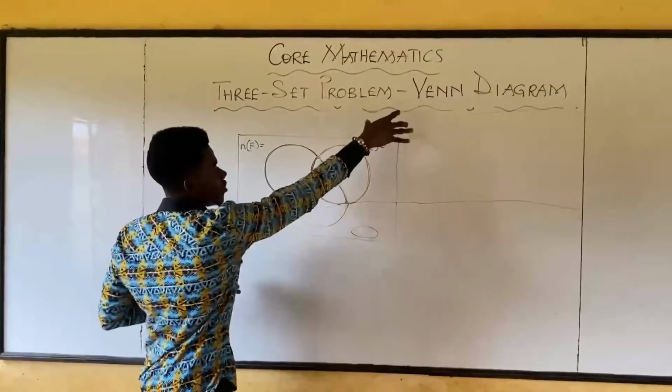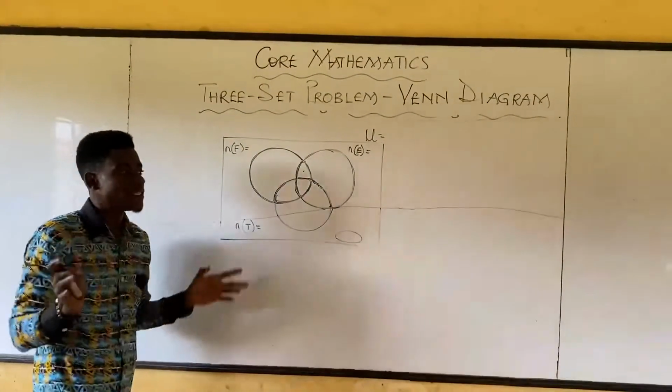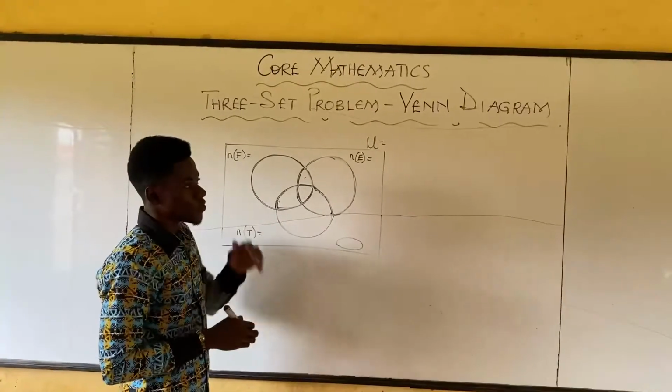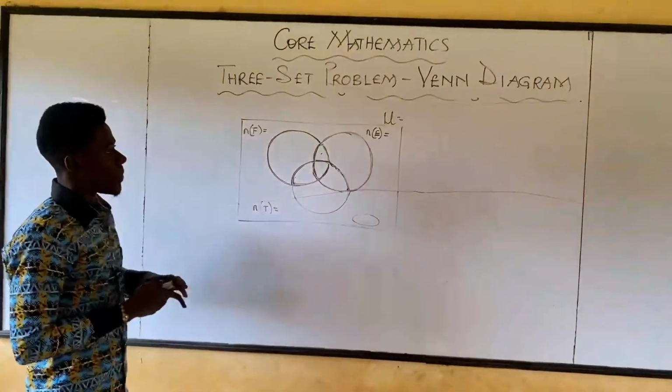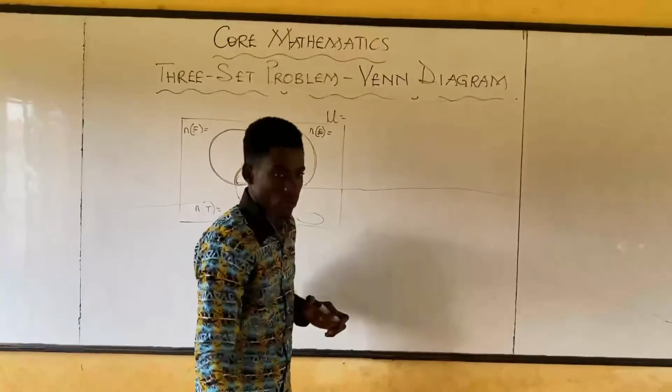And as you already know, the universal set talks about the totality of the things under consideration. So let's wrap up and put them into practice by taking the first example.